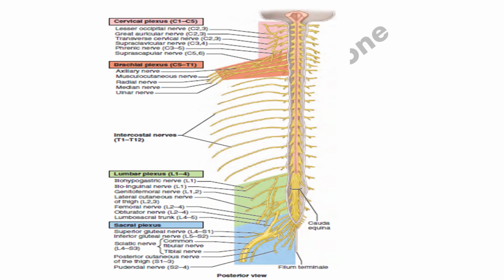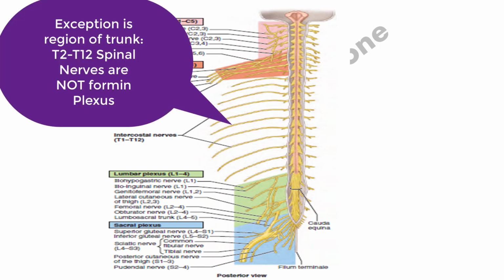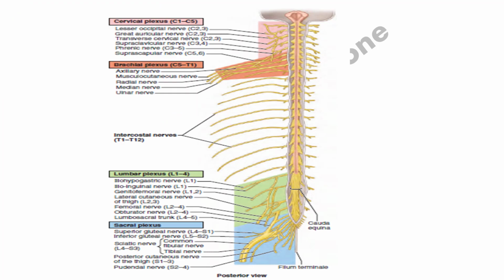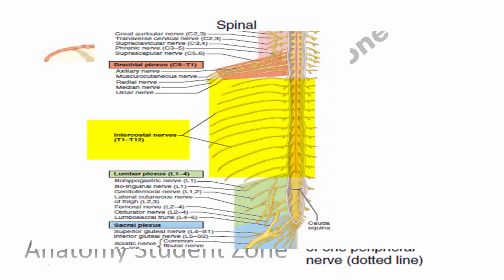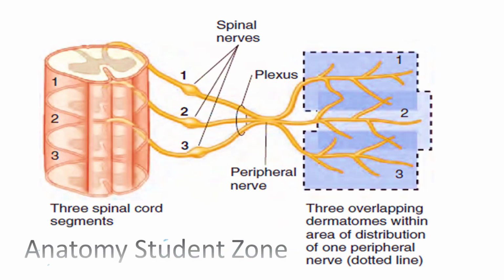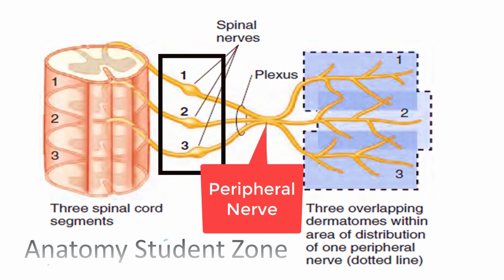Just the exception is the region of the trunk. In the trunk region, for the spinal nerves T2 to T12, they generally don't merge and they don't form the plexus. Instead, the intercostal nerves are formed, and you also know this. To make it more clear, look at the three spinal nerves shown as 1, 2 and 3 in this image. These nerves are combined into one peripheral nerve.